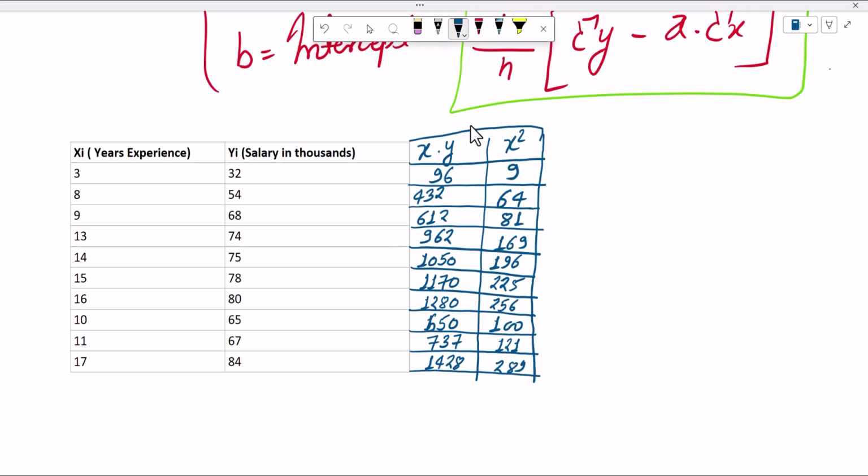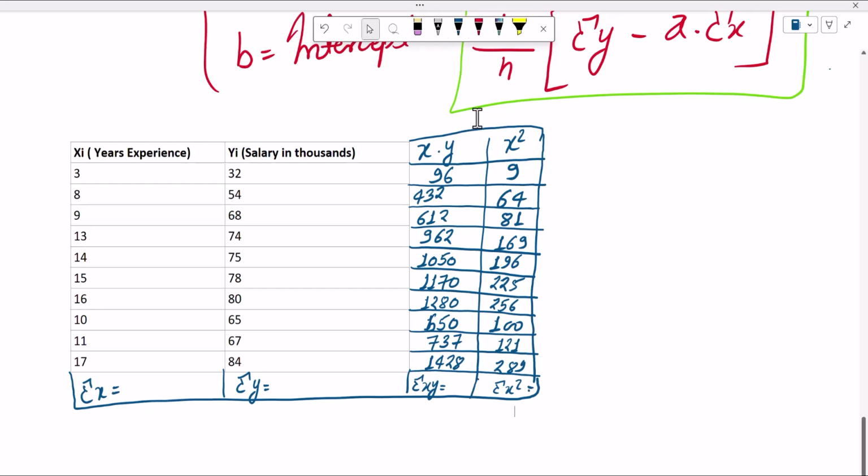Now you need to find the sum of all the values. You need to calculate the sum of x, the sum of y, the sum of xy, and the sum of x square, right?